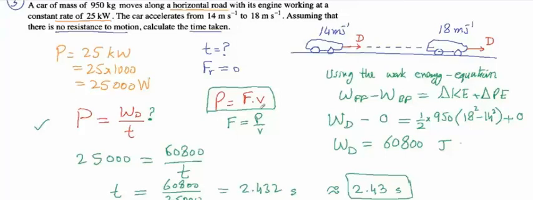So if this is stage A and this is stage B, at stage A the driving force is equal to 25,000 divided by 14, and at stage B the driving force is 25,000 divided by 18. So now we have a smaller driving force here. That's why Newton's second law will not be applicable. We can apply Newton's second law at one particular point but not throughout the motion. And since we have to find the time for the whole motion, by using Newton's second law we cannot do this question.